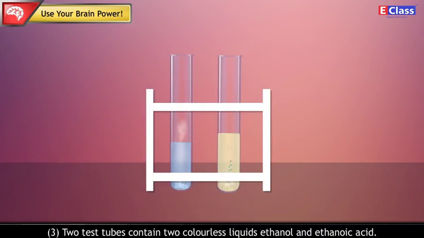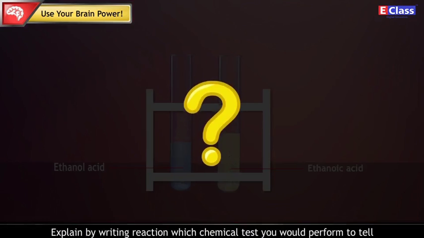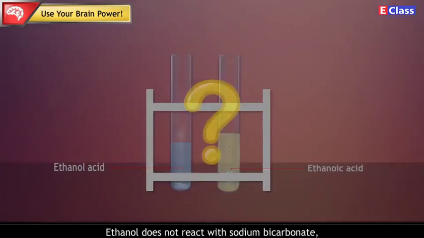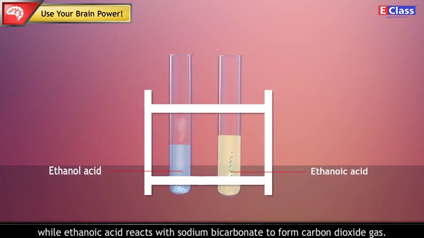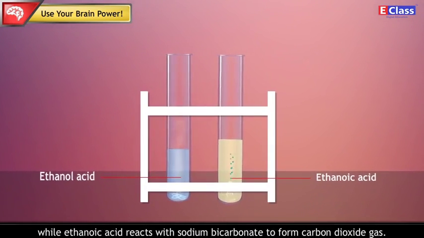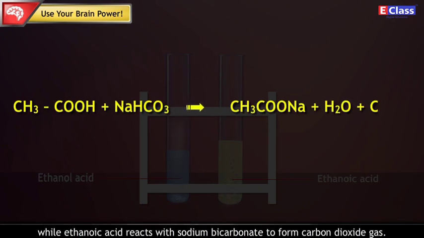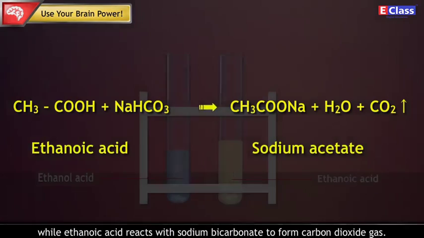3. Two test tubes contain two colorless liquids, ethanol and ethanoic acid. Explain by writing a reaction which chemical test you would perform to tell which substance is present in which test tube. Answer: Ethanol does not react with sodium bicarbonate, while ethanoic acid reacts with sodium bicarbonate to form carbon dioxide gas. CH3COOH plus NaHCO3 gives CH3COONa plus H2O plus CO2 gas. Ethanoic acid gives sodium ethanoate.